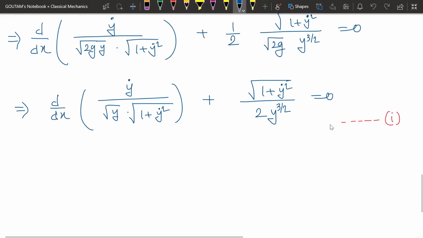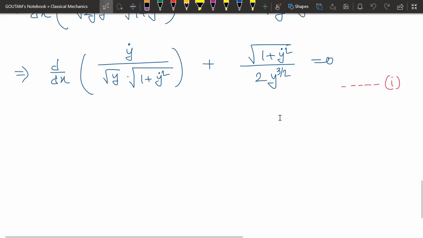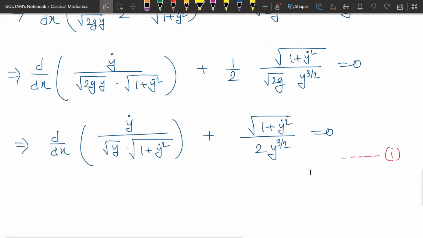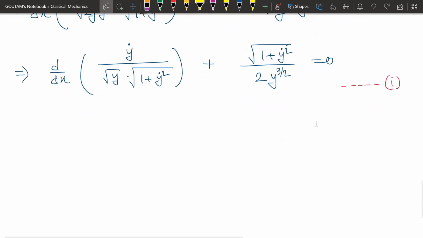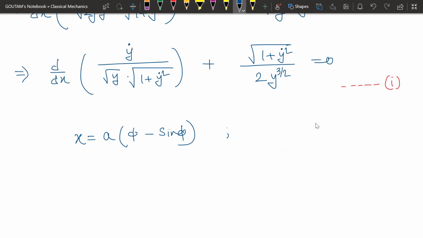Now it is a little difficult to find the solution for the path directly from here, but we will propose that the solution will be like this: x will be a(phi minus sine phi), where phi is the variable here, and y is equal to a(1 minus cos phi). It's a parametric solution, and a is a constant.